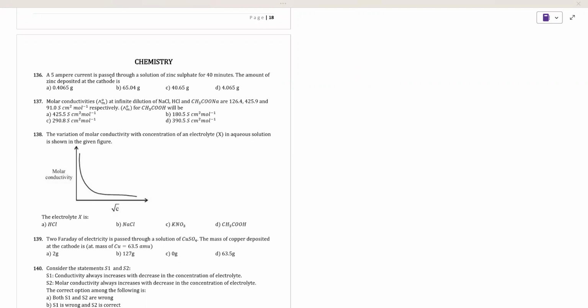A 5 ampere current is passed through a solution of zinc sulfate for 40 minutes. The amount of zinc deposited at the cathode is. So this is basically the question based on Faraday's first law. All of us know W is equal to E I T divided by 96,500. Now we have to just substitute the values which are given in the question.